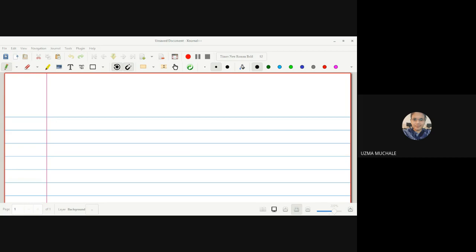Find the Green's function of the boundary value problem. Okay. You can write the question. Find the Green's function of the boundary value problem.